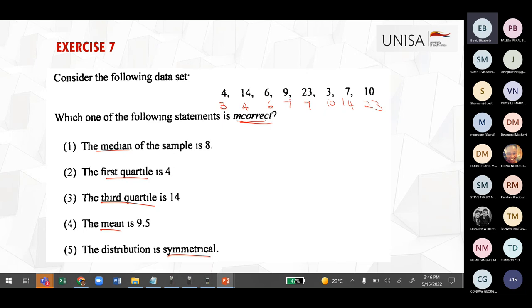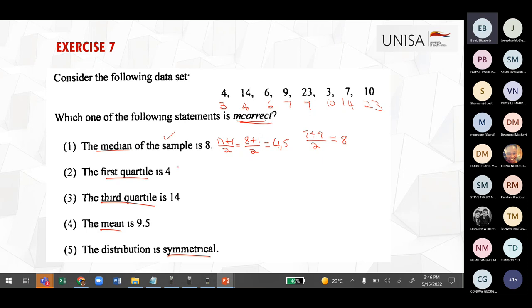There are 1, 2, 3, 4, 5, 6, 7, 8. There are 8. N plus 1 divided by 2, 8 plus 1 divided by 2, which is 9 divided by 2, 4.5, which means it's between two values. 1, 2, 3, 4.5. It's between 7 and 9. And 9 divided by 2 is 8. Which is 8. So that's correct.